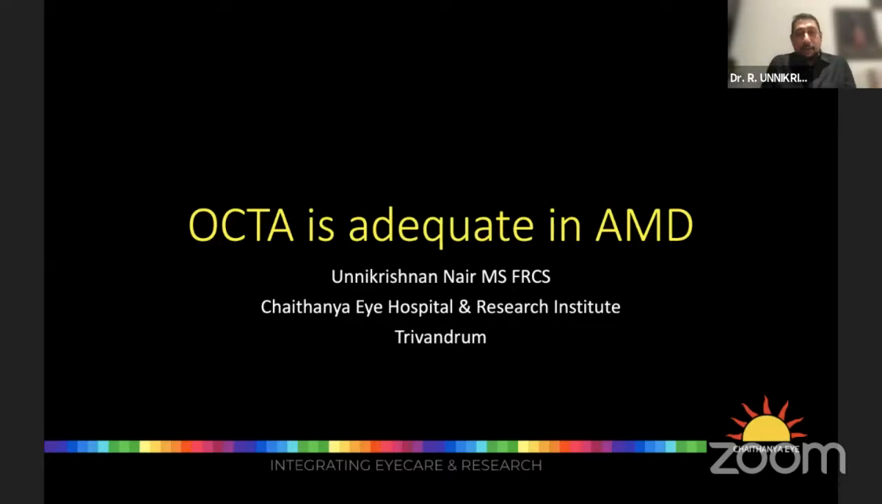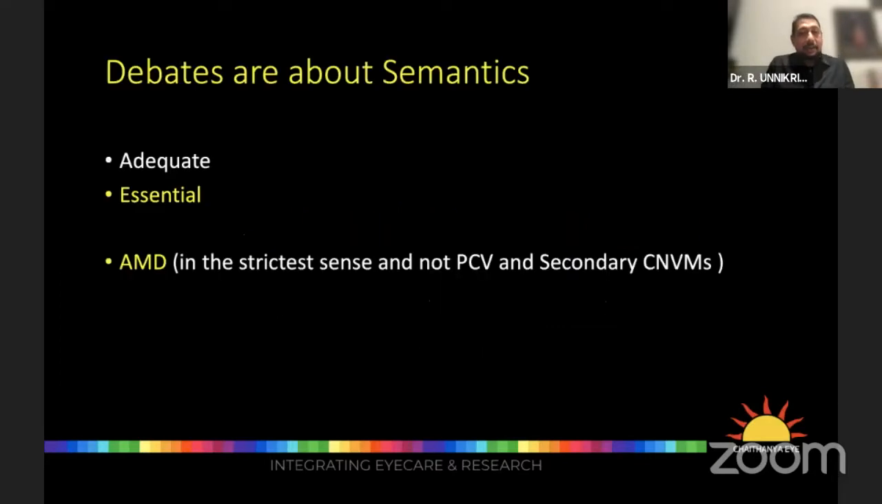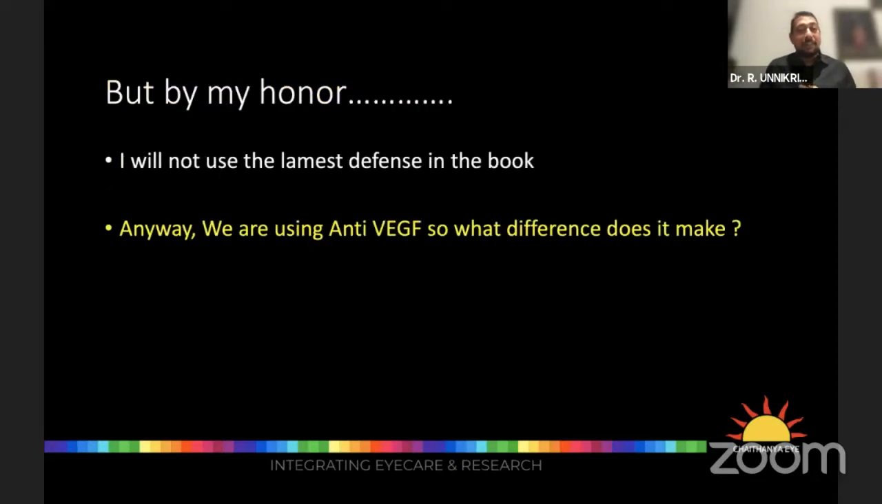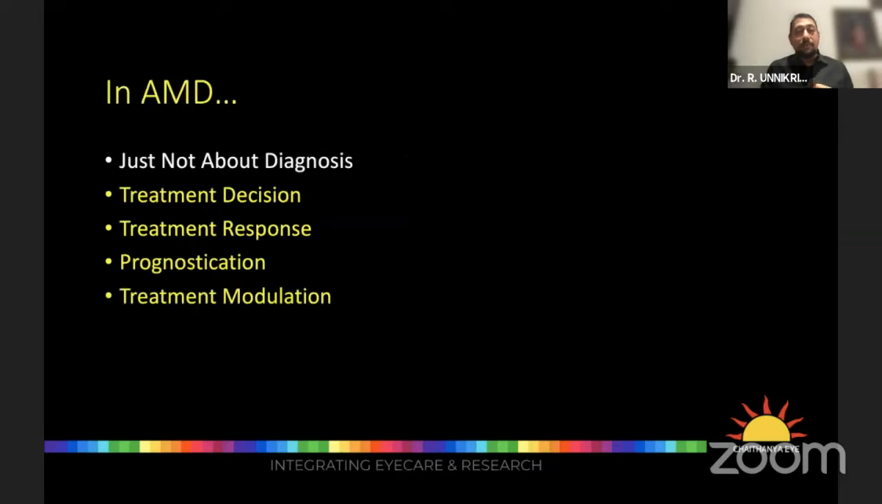So I will be talking about whether OCT is adequate. And for the fun part of it, let me say all debates are about semantics. The terms adequate, essential, and AMD are key to success in this debate, I believe. But we will not use the lamest excuse, that we're using anti-VEGF, therefore we do not need to do imaging properly.